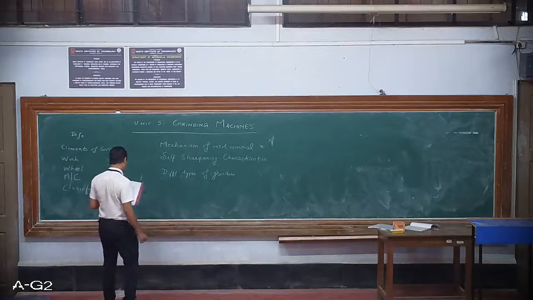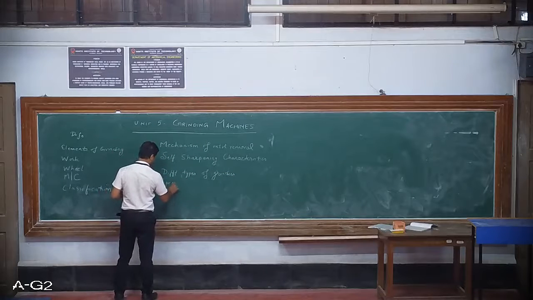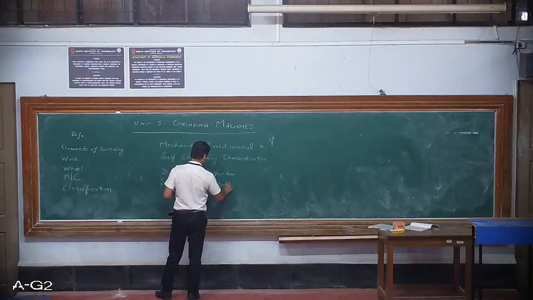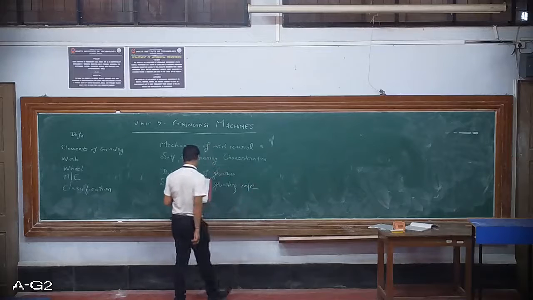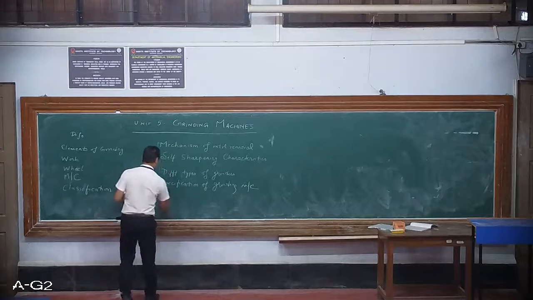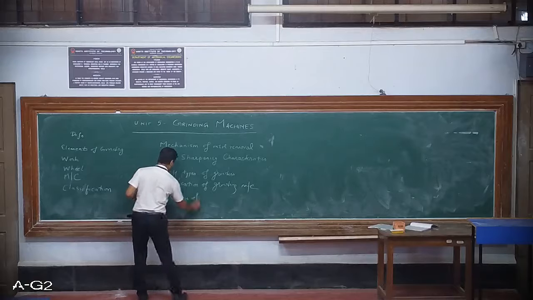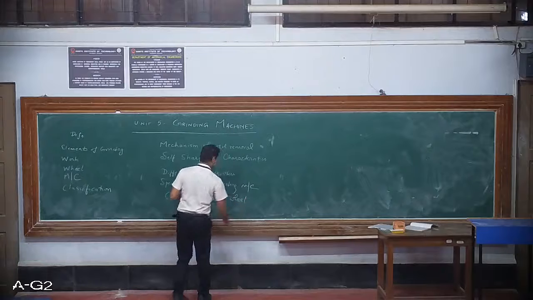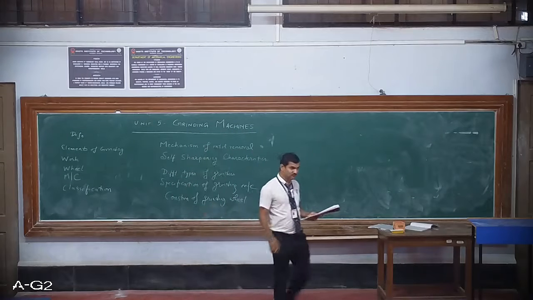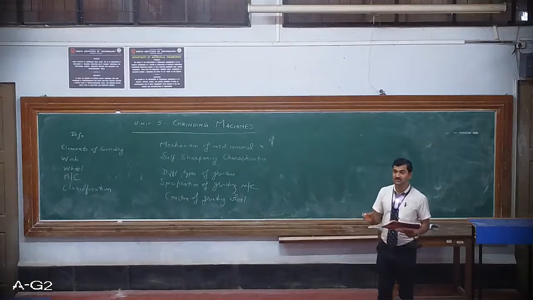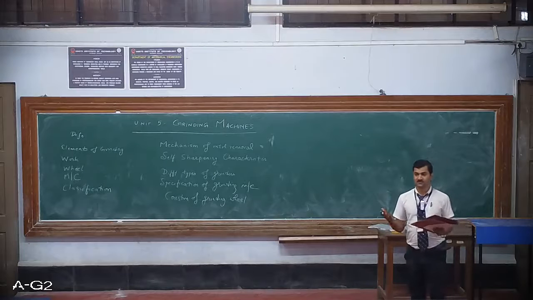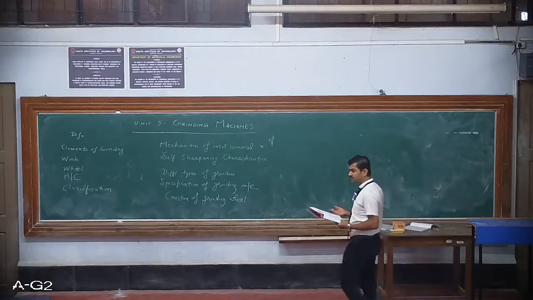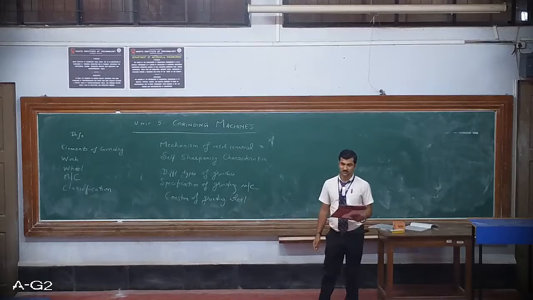Next in line we have specifications of a grinding machine. Followed by this we have the construction of grinding wheel. For us this grinding operation may be very simple, but if you see in detail the characteristics or the features of a grinder, it is very complex. It consists of so many elements. That is why we need to study the construction of grinding wheel.